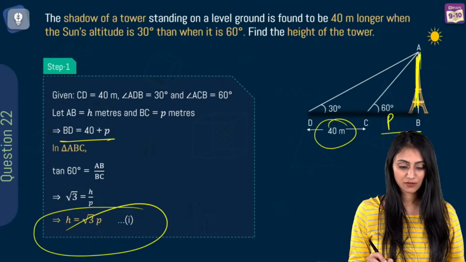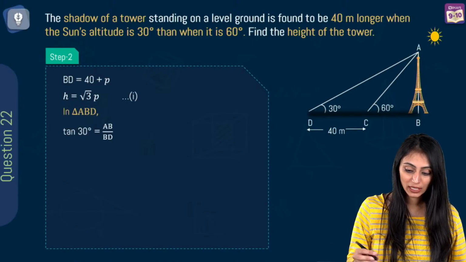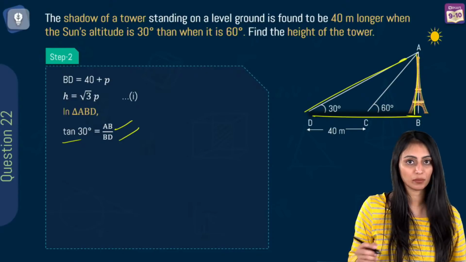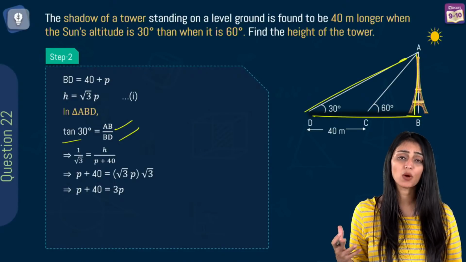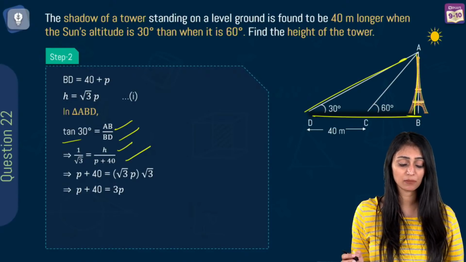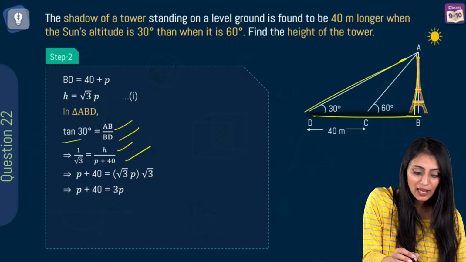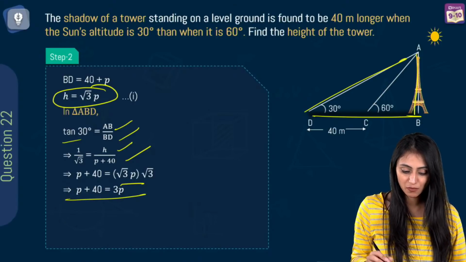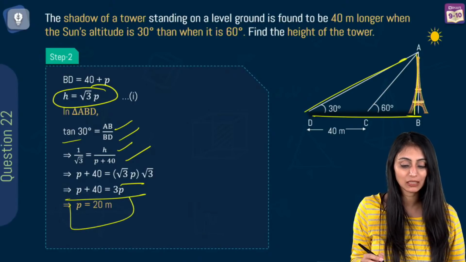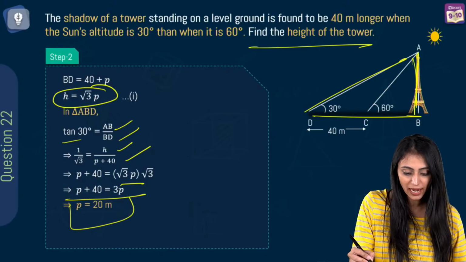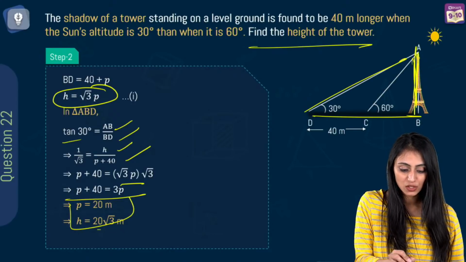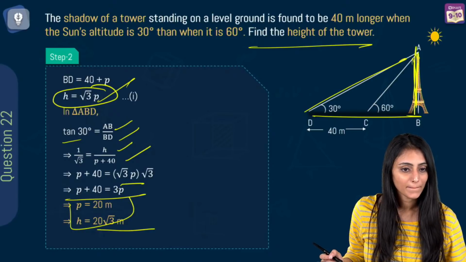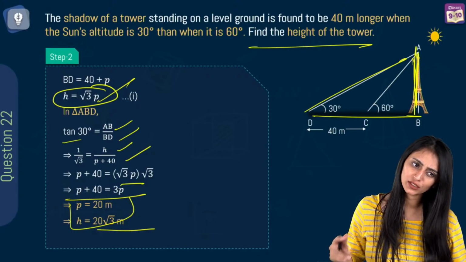So this is the first equation, and then we are talking about this triangle ABD. Tan 30 degrees would be AB upon BD. Tan 30 is 1 by root 3. AB is H, BD is P plus 40. I already have the value of H, root 3 P. Let's cross multiply them. We get P plus 40 equal to 3P. So P would be 20 meters. What I need in the question is the height of the tower. That is going to be 20 root 3, which is about 34.6.